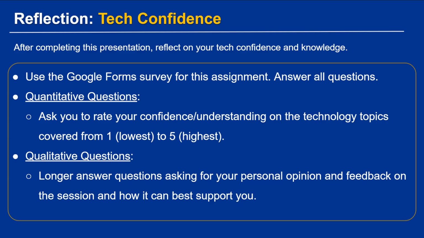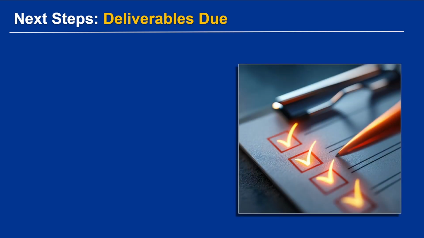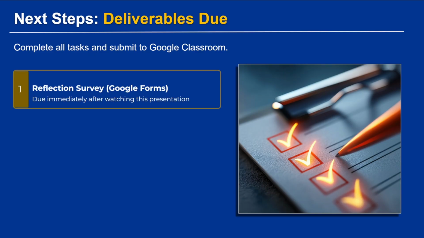And so in addition to the surveys, let's talk about the artifacts you'll need to turn in following this session. Last slide. Let's wrap up. These are the things you'll need to complete, and as always, you must turn them in via the Google Classroom assignment. The first thing is the reflection survey that I just mentioned. That is attached as a Google Form. Please complete that immediately following this video and reflect on the material I just showed you.